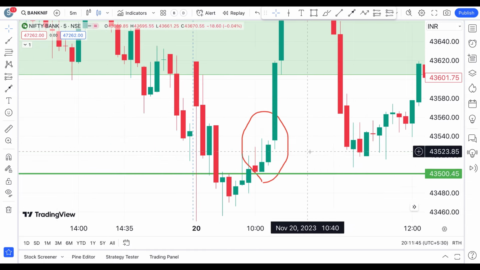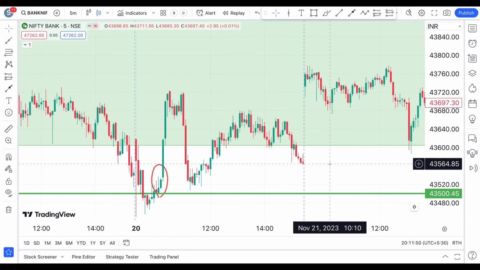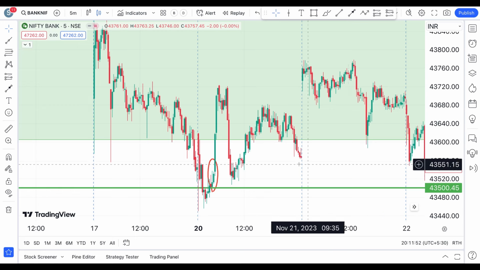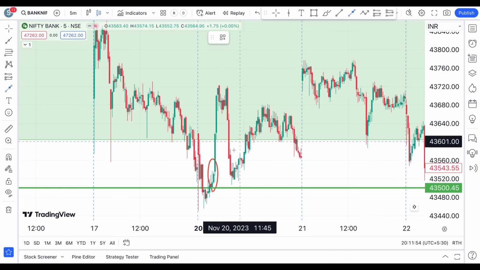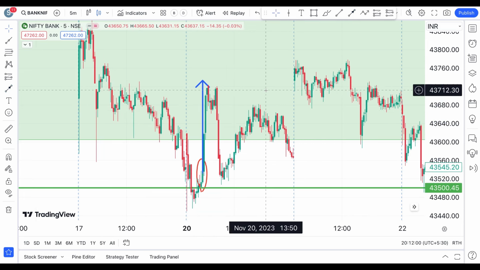And this green line is indicating our stop loss. And look at the markets after that. See the kind of momentum that it has created, on that very particular day, and look what happened.